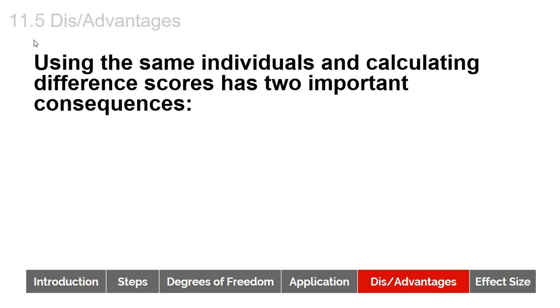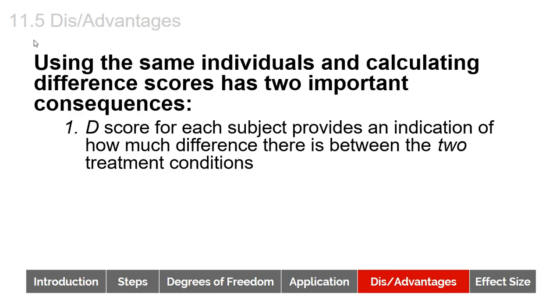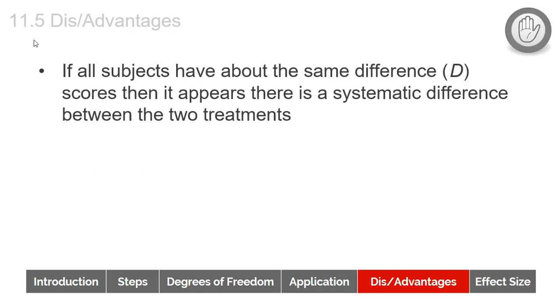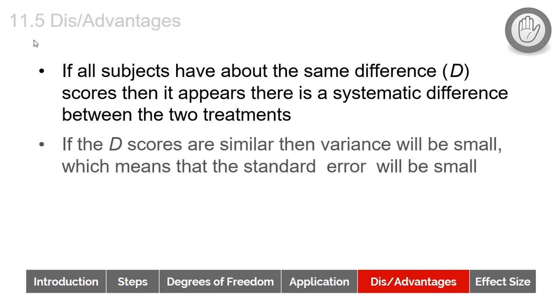So using the same individual and calculating difference scores has two important consequences. A difference score for each subject provides an indication of how much difference there is between the two treatment conditions. So again, we use a difference score. And then subtracting the values to obtain those difference scores removes those individual differences, like I said. So if all subjects have about the same difference scores, then it appears that there's a systematic difference between the two treatments. That makes sense, right?